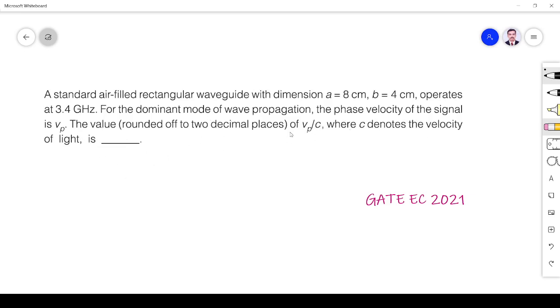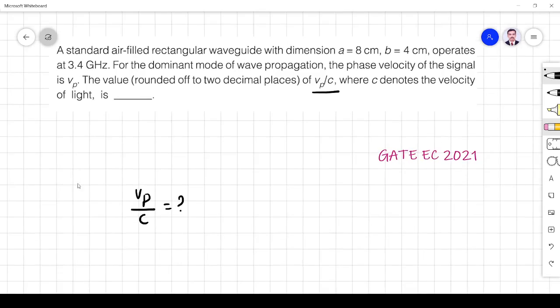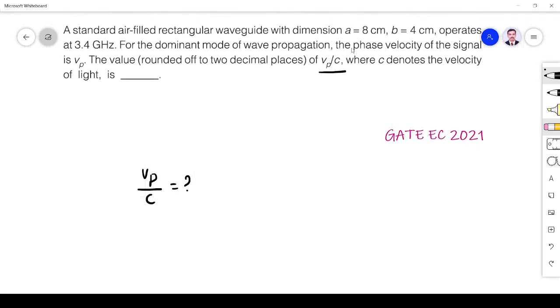So what are they asking? They are asking Vp by C. So this is what they asked, that is, phase velocity by velocity of light. So what have they given? Given data is A is equal to 8 cm, B is equal to 4 cm, and F they have given, it is 3.4 gigahertz.